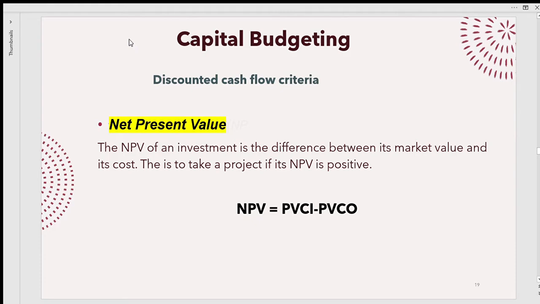When your inflows are greater than your investments, where investment is your present value cash outflow, and inflows are the future yield or future return that you will get, and you discount it into the present. If it is greater than the present value cash outflow, it means your project will go on a positive, and we will discuss the problems on that. You can see the problem on the NPV in other videos.